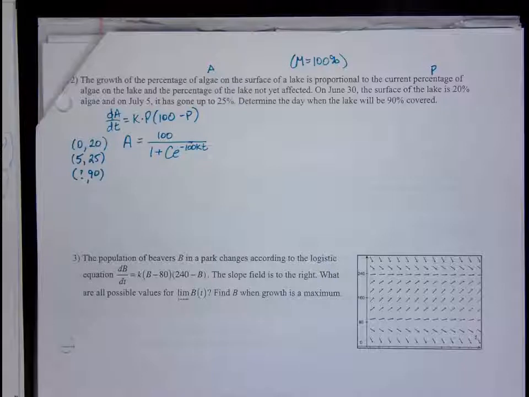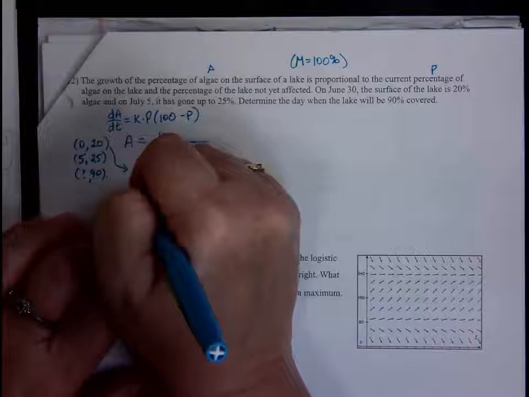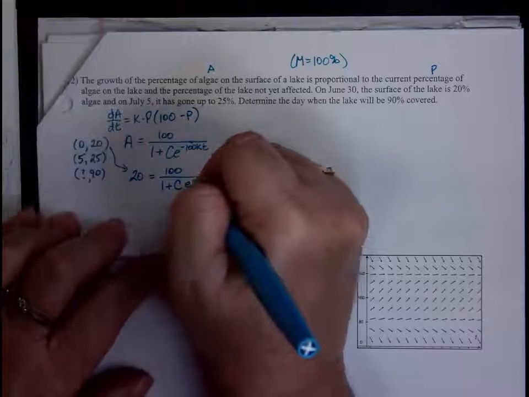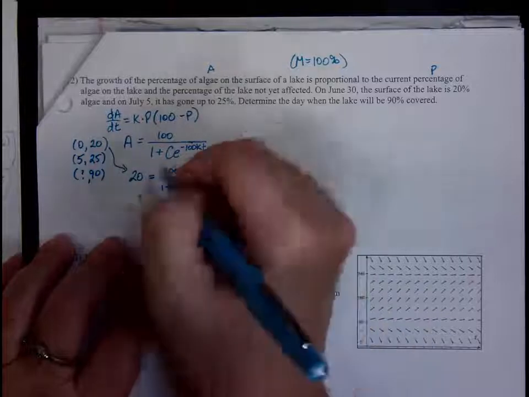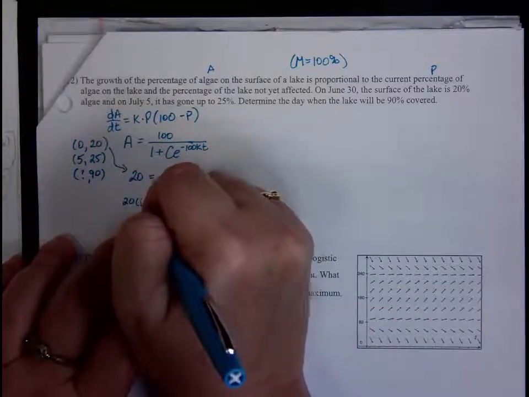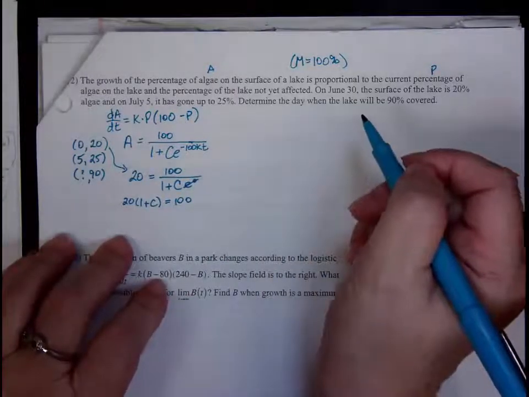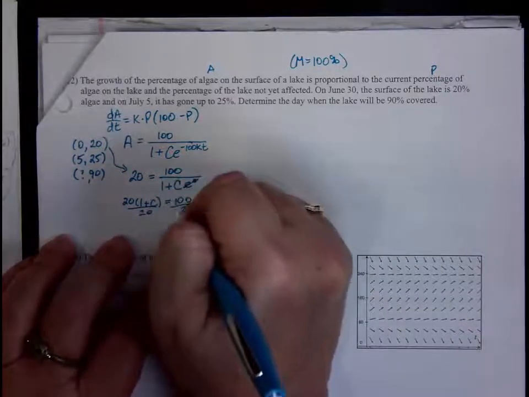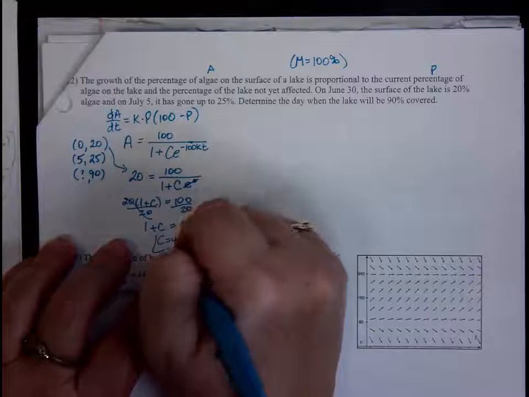What's the first thing I'm going to do? Plug in the 0, 20. Okay, so this one's going in first. So 20 equals 100 over 1 plus CE to the 0. I'm not going to write all that other stuff up there. I know it's going to be 0. So now we're going to multiply both sides by the denominator, which is 1 plus C. 1 plus C equals 100. Is distributing the best way to go? No. Divide by 20. 1 plus C equals 5. There's my C. C equals 4.